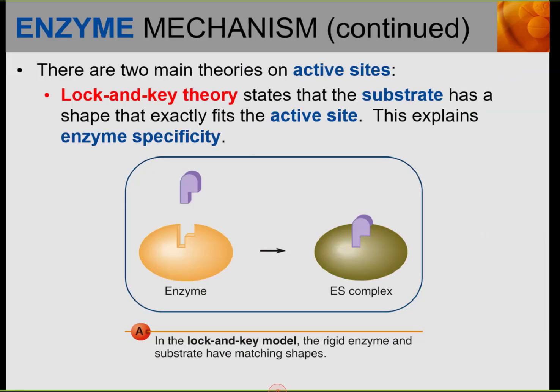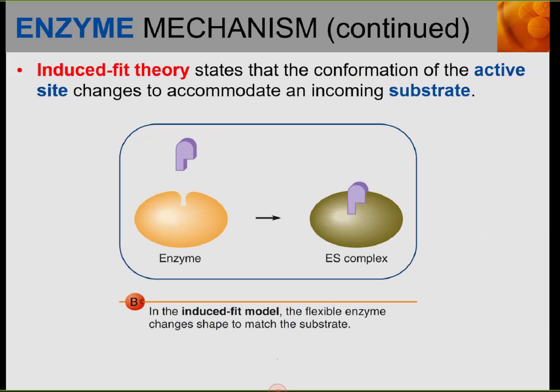Another model is that the enzyme, before it bumps into the substrate, has an opening, but it's the wrong size. As the enzyme gets closer to the substrate, it changes its structure and accommodates the substrate. That's the induced fit theory. And it only happens when the substrate gets close to the enzyme.